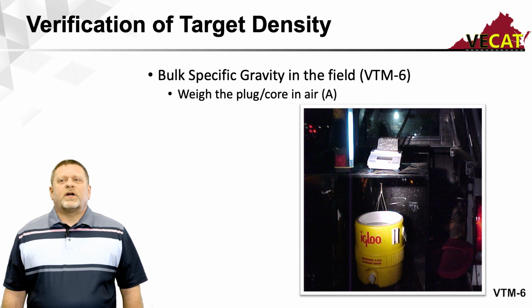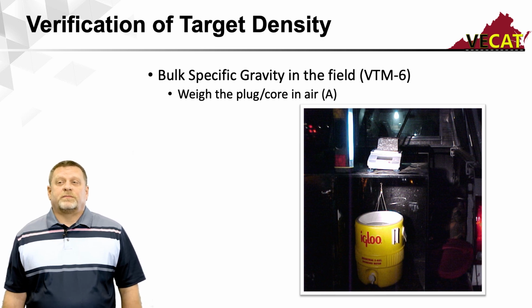Once we've removed our specimen, in order for us to measure the density or the voids or determine whether or not we pass and meet specification, we have to determine the bulk specific gravity of the specimen. This is done according to VTM 6. The first thing you do as part of VTM 6 is to weigh your plug or your core in air. And that's shown here in this diagram. You can see the specimen on top of the scale.